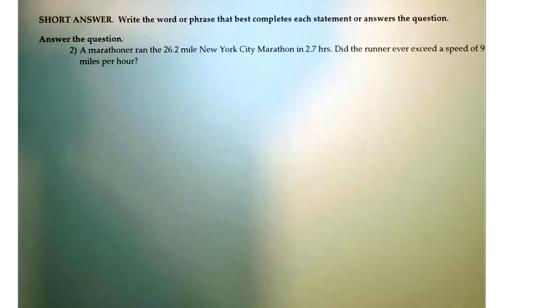So read this question. A marathoner runs 26.2 miles in 2.7 hours. Did the runner ever exceed 9 miles per hour? What you're basically looking at is you need to recognize that you're talking miles per hour. You can calculate an average speed here, and we want to know if the runner actually exceeded an actual speed of 9 miles per hour. And you have to see that you can calculate.